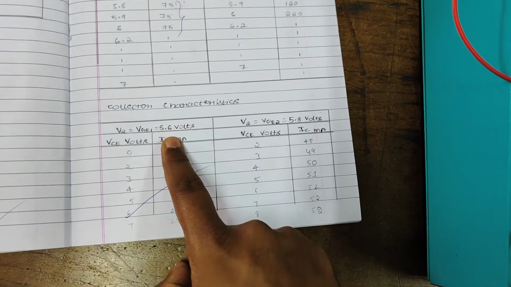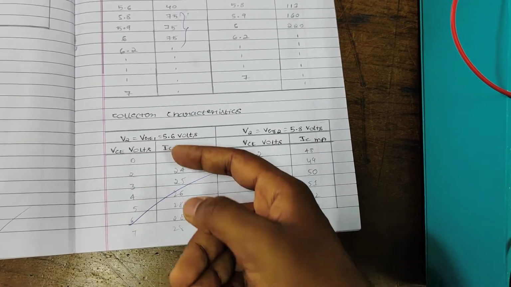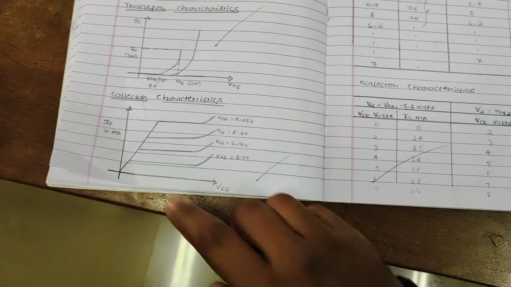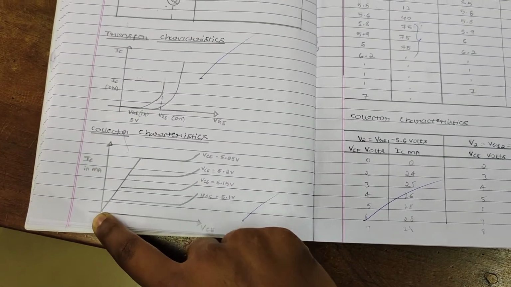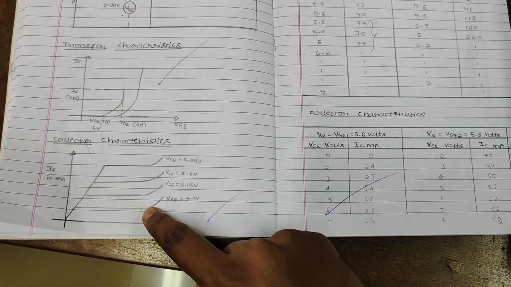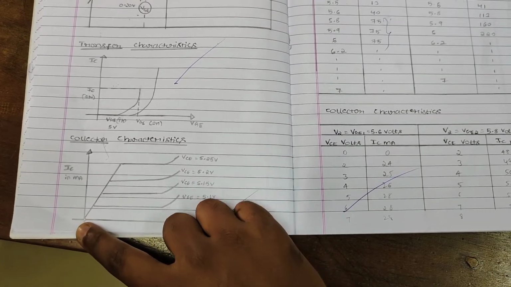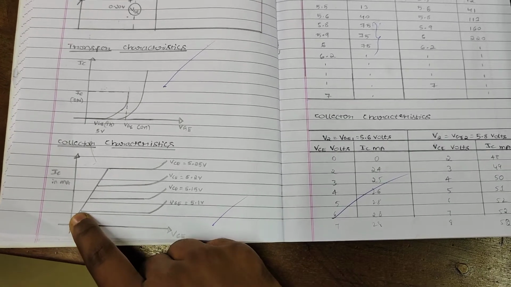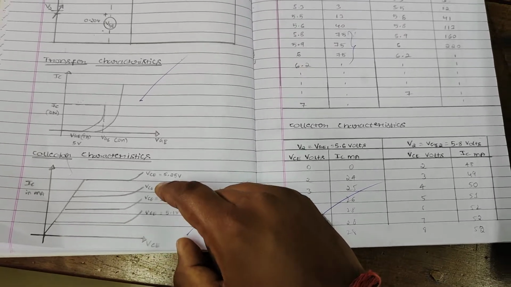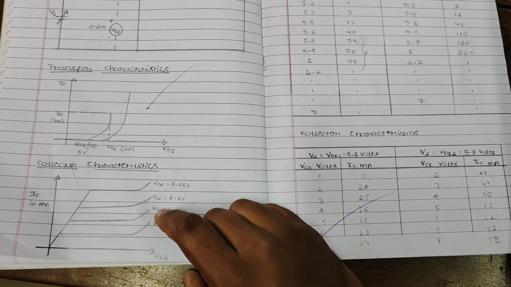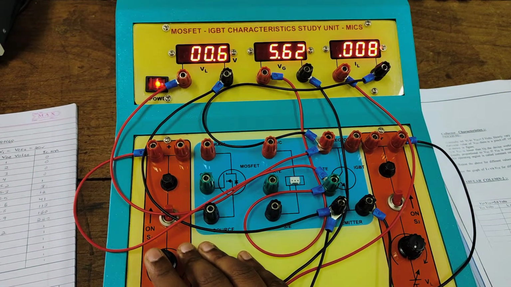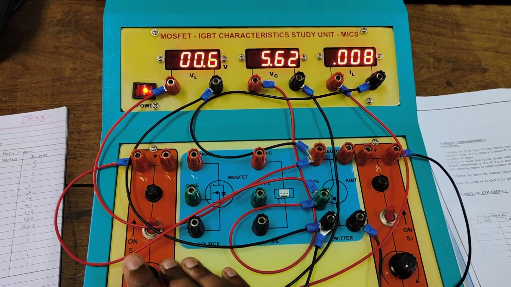If we set VG to 5.6 volts, VCE will vary like this, and IC in milliamps will vary like this. The graph is about like this. From 0 it increases gradually, then the voltage stays constant for some value, then it increases. See, the current is varying with respect to voltage. For some time it will be like this, then constant, then it rises gradually. So we will keep VG constant at approximately 5.6 volts for our circuit.